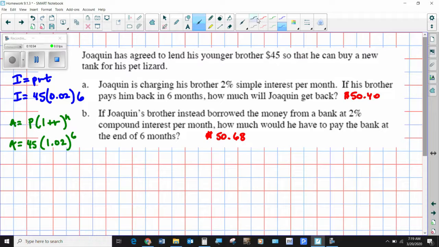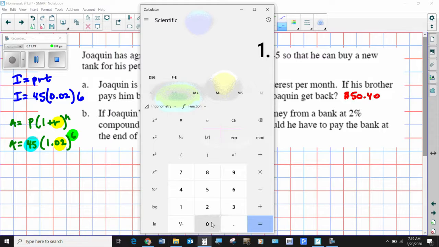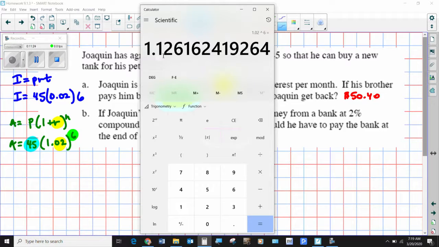For the compound interest, what are we going to do? I guess I've got everything written in there. We take our 2% interest and we add that to the 100% of the principal, plus an additional 2% compounded 6 times because it's once per month. And then you multiply that times the 45. So let's see what we get here. I'm going to take in my calculator 1.02 raised to the power of 6. This gives me 1.1261624 and so on.